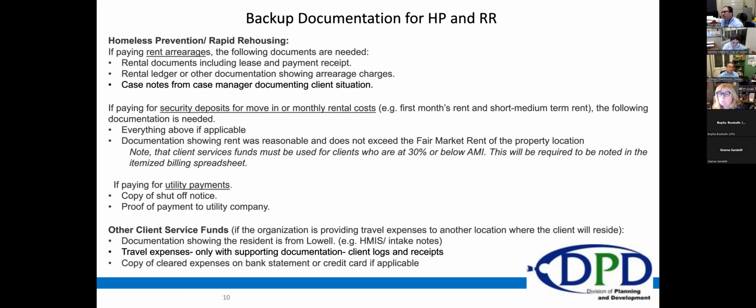For utility payments, we do need the shut off notice from the utility company and proof of payment. And we would need proof of payments regardless for any of the components, but none of the funds can essentially go to the client. I'm sure most people don't provide direct funds to the clients, so I'm really not worried about that. If the organization does pay by credit card, we would just want to see the credit card statement, but everything could be redacted except for that particular charge, to make sure that it clears.